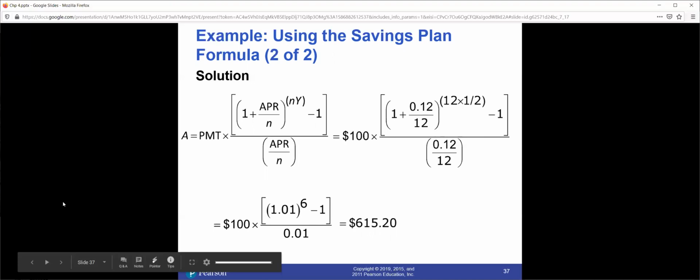Run through this math. Again, not difficult if you take it in stepwise fashion, which is this third section down here. This bottom part is solving all the individual parentheses first. And what we find is our $600 deposits accrued $15.20 of interest. So simply by having this savings account, we have made $15.20.